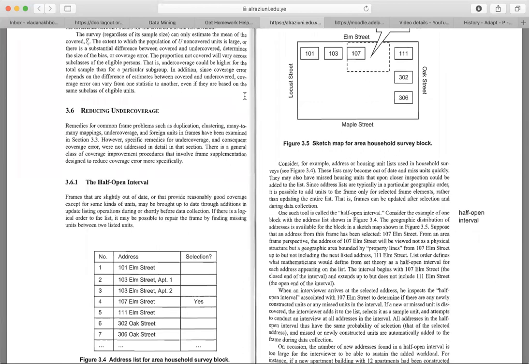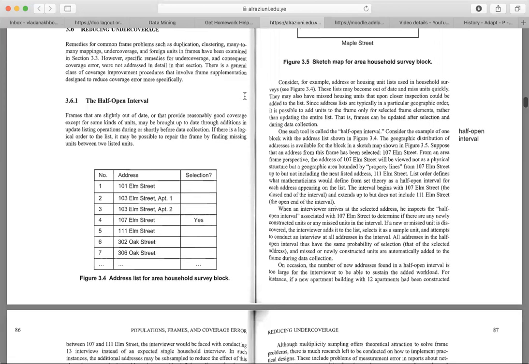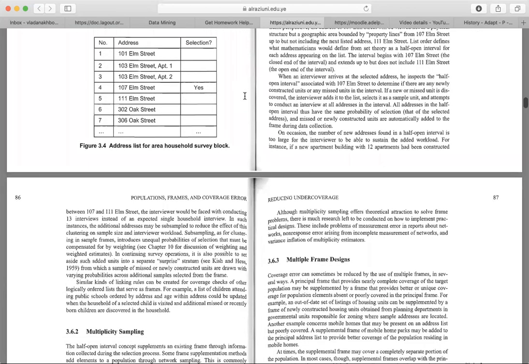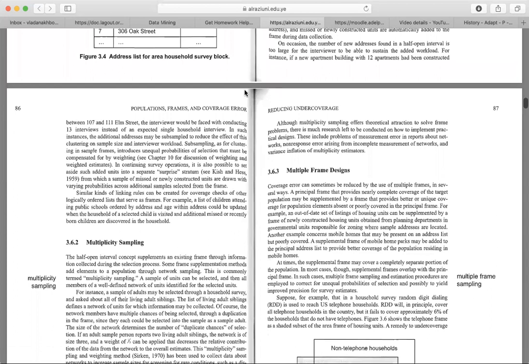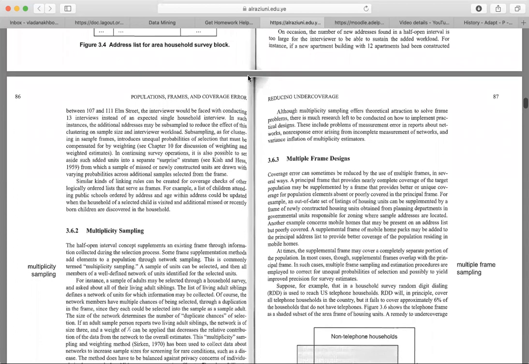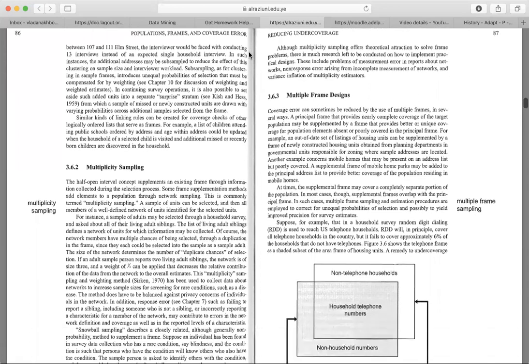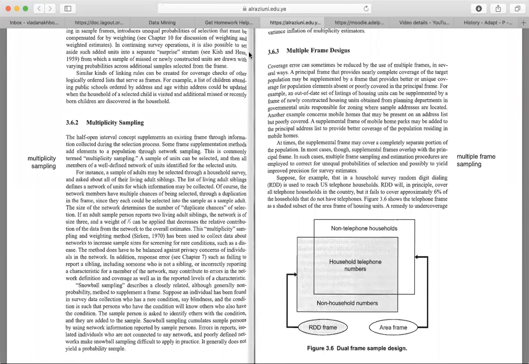The half-open interval: we add missing units to a half-open interval where subsampling is compensated by weighting. We can do multiplicity sampling, which is a method which adds elements to a population through network sampling, where the size of the network determines the number of duplicate chances of selection. We check the response error. Another example of multiplicity sampling is snowball sampling. We're asking the population to identify others. However, there can be measurement error.